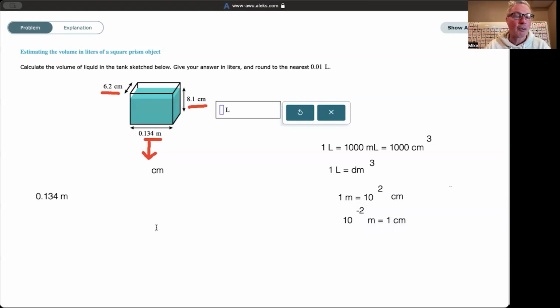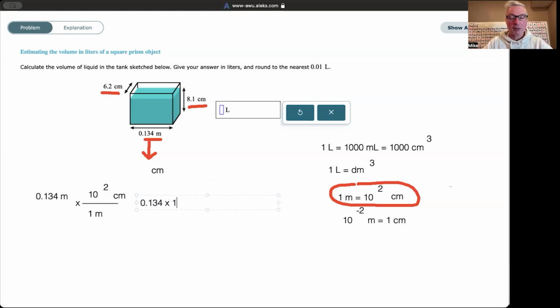Now, if you watched my last video, and it's okay if you didn't, you'll know that for purposes of it being soothing to me, I like my ones in the denominator. Therefore, if I go ahead and convert this, I'm going to use the conversion factor that is right here. So there's 10 to the 2 centimeters. Okay, cool. So 0.134 times 10 to the 2 centimeters.